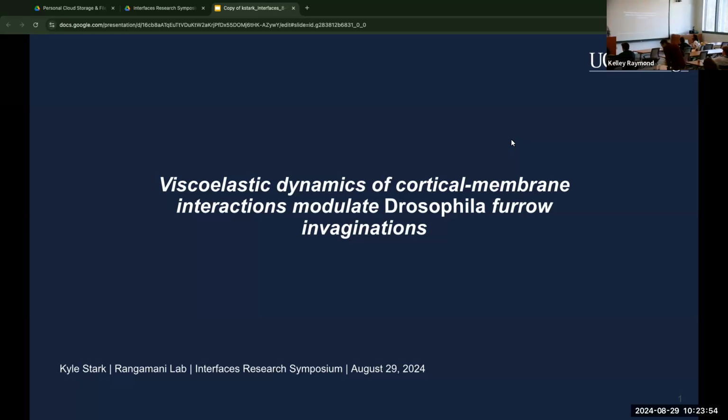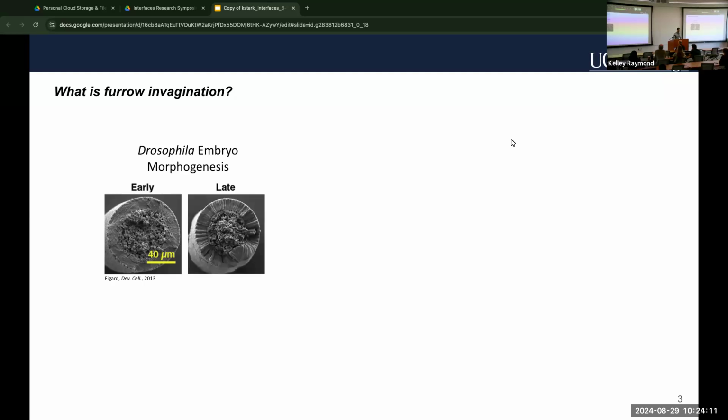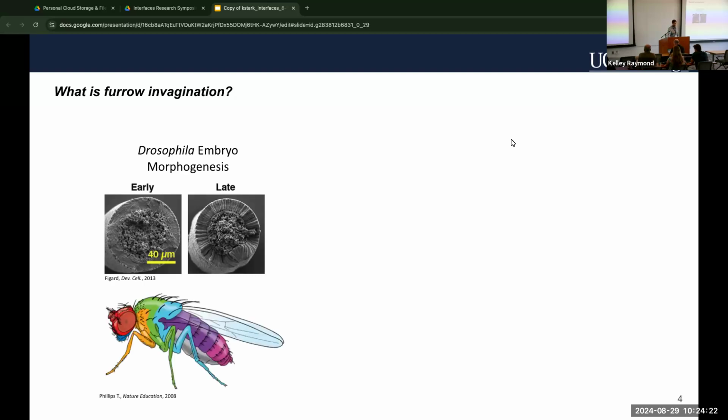So today I'll be talking about how Drosophila furrow invaginations are controlled by both cortex and membrane dynamics. On the left-hand side, I'm showing an early stage embryo of the fruit fly, and it's a single cell at this point. Over the course of about 60 minutes, 6,000 cells form an epithelial sheet around the outside of this embryo, effectively going from single cell to tissue over the course of 60 minutes. This eventually becomes a fruit fly.